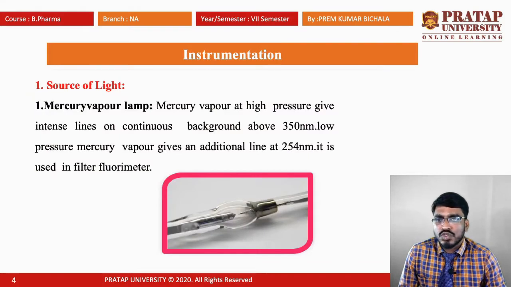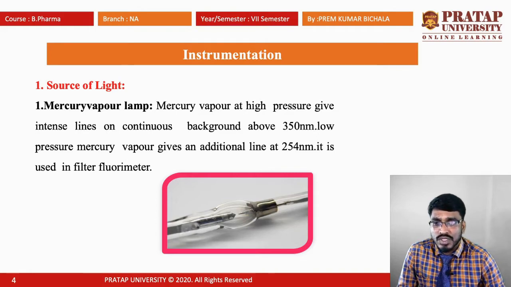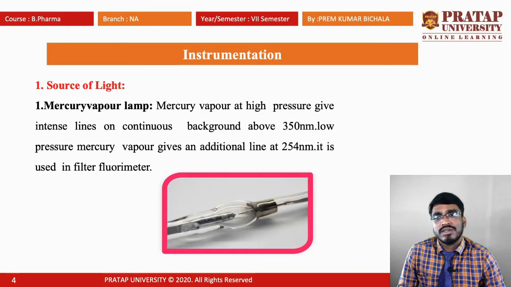So coming to the first one, source of light. Various sources are used to give the radiation as UV or visible. In that, foremost we use mercury vapor lamp as a major one. Mercury vapor at high pressure gives intense lines on continuous background above 350 nanometers. Low pressure mercury vapor gives an additional line at 254 nanometers. So it is used in filter fluorimeter. The basic source of light for fluorescence is mercury vapor lamp.